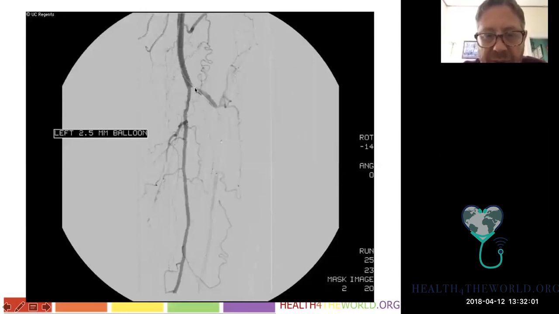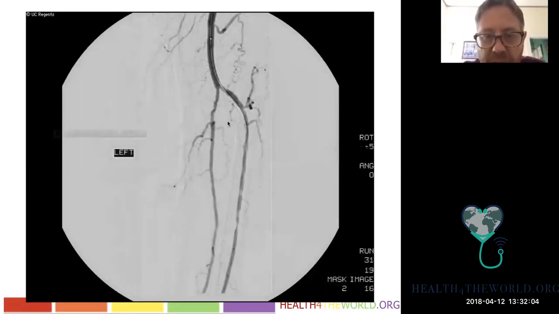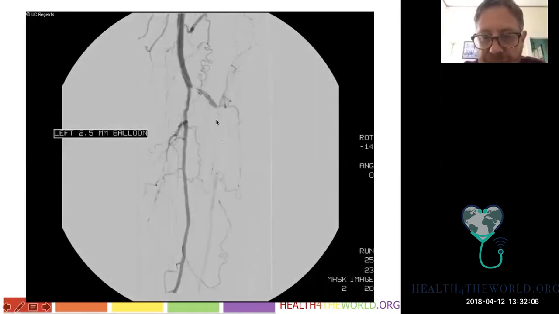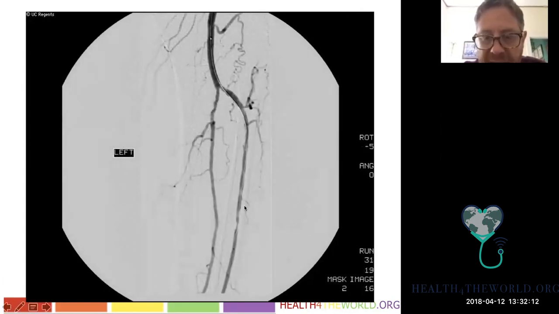And there's a high-grade stenosis here of the anterior tibial, and poor filling distally right here with a collateral going around it. And we angioplasty it, and it looks great.